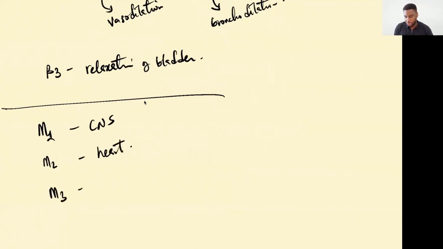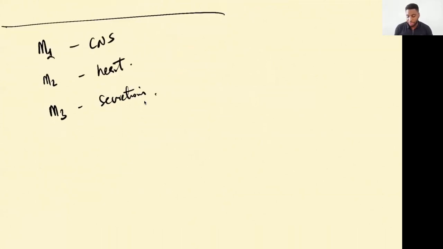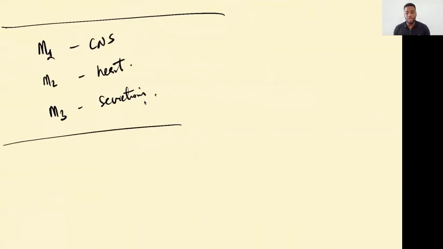And then your M3 receptors does a lot of secretory things, okay? So your salivary glands, your respiratory airway, all of those things. Not a very important thing, forget about it. So M1, M2, M3 receptors.